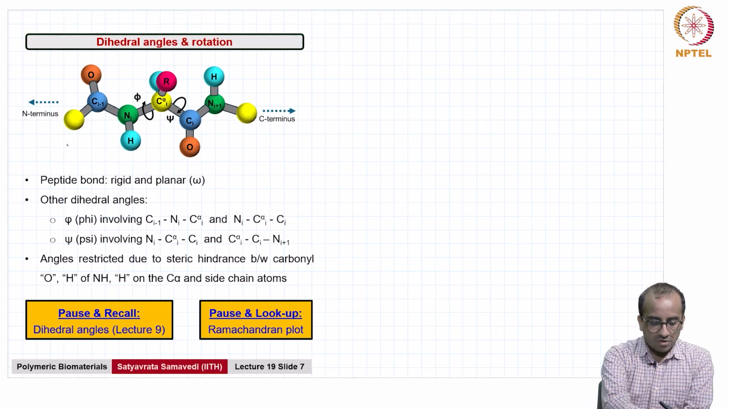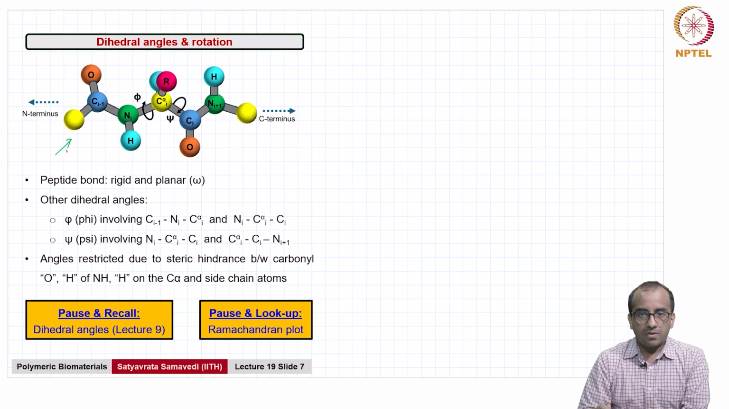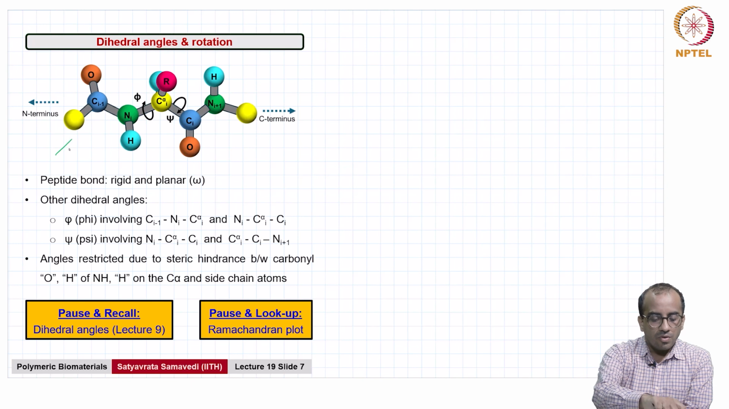Now, for that we take a closer look at the backbone itself. What we are showing here is a segment or a part of the backbone where we have the alpha carbon here, and then we have this CO here, we have the CO here as well. These are both alpha carbons as well, and then we have the NH here and the NH here.